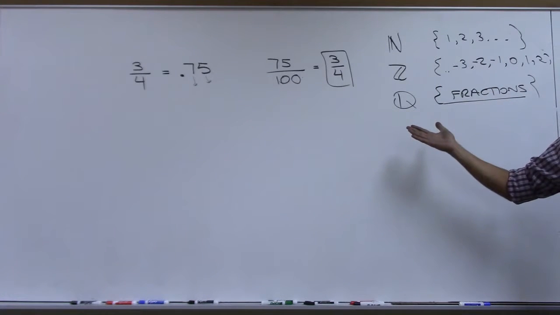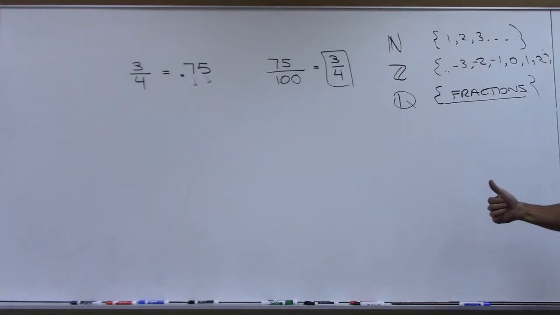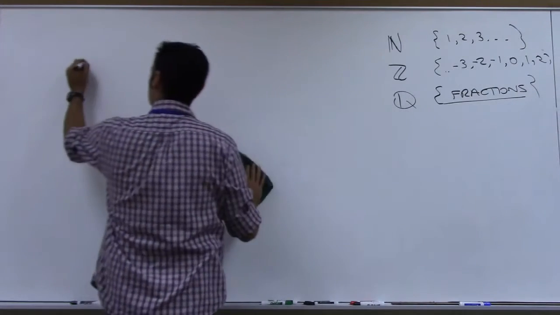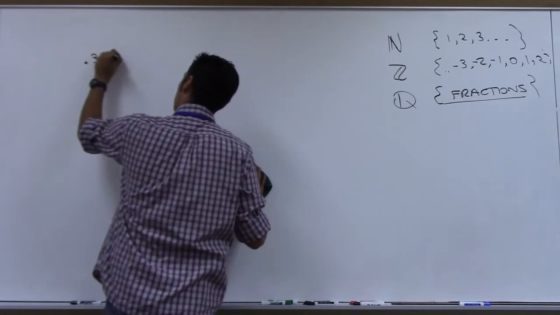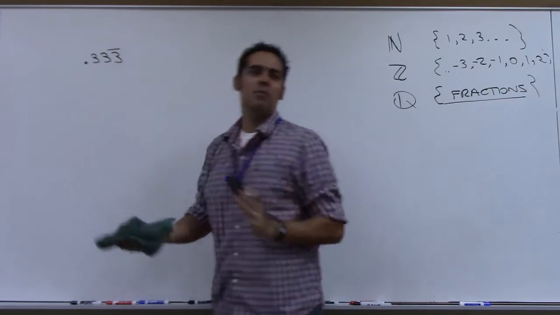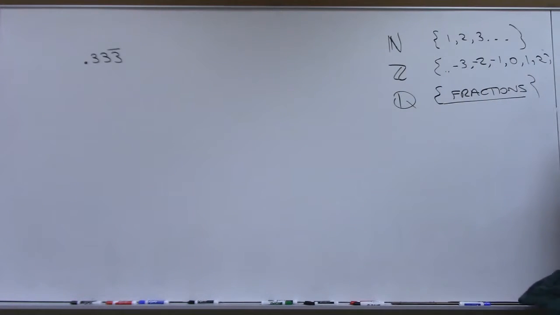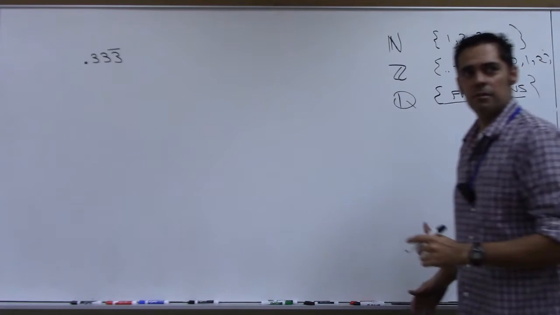Yes? Yeah? Okay, how about 1/3? So what if somebody gives me 0.333 forever? And let's just act like we don't know it's 1/3, okay? How could I get that to 1/3? You ready? Here it comes. You ready?